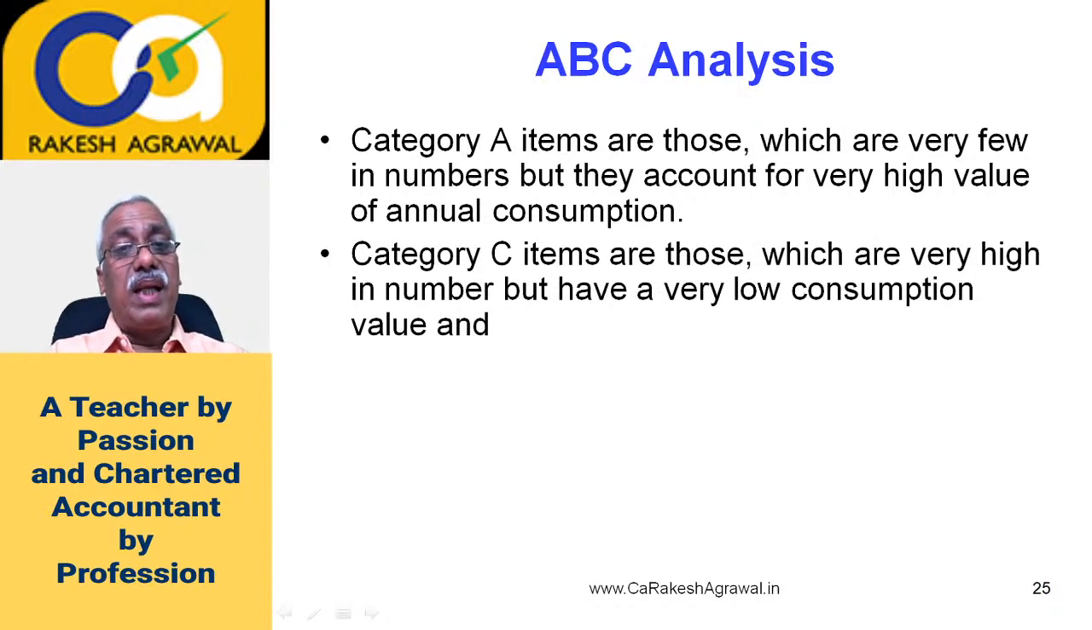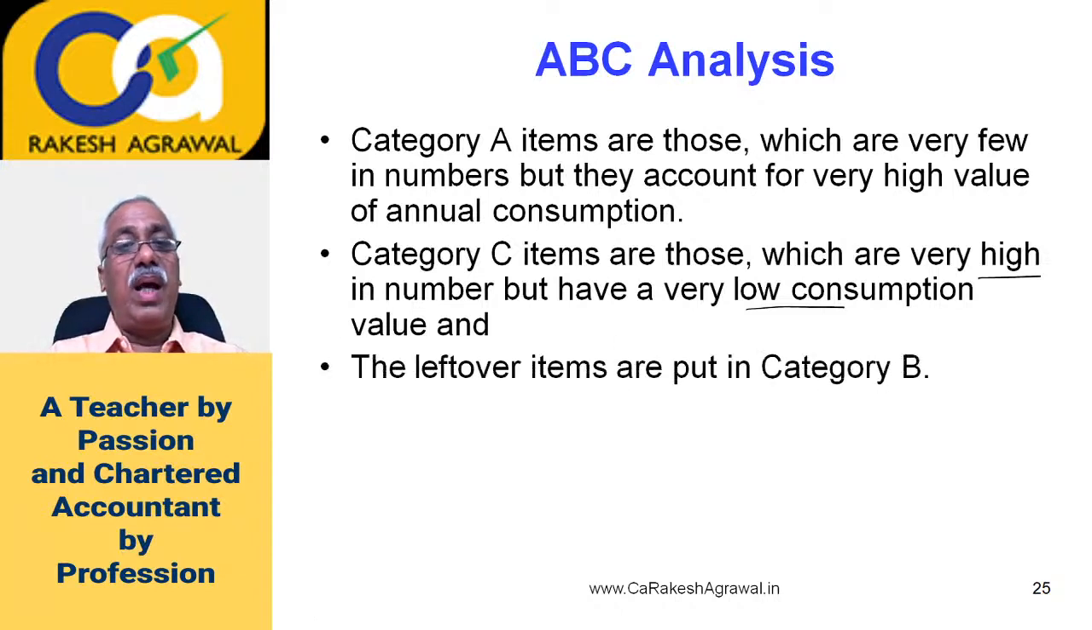Then category C, last category, items are those which are very high in number. This variety of items you will choose whose consumption value is very low. So low consumption value items are chosen in category C, and the leftover items, that is remaining items, are put in category B. So high consumption value items are taken in category A, low annual consumption value items are taken in category C, and remaining items are taken in category B.